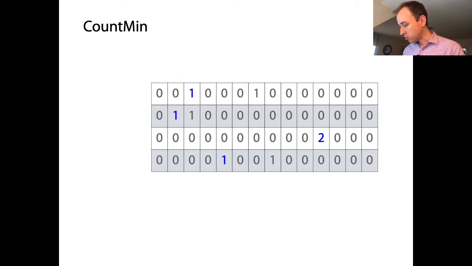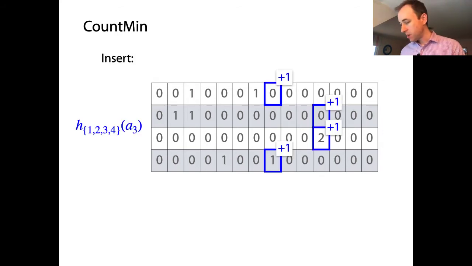So let's go ahead and do those +1s. Now the state of the CountMin sketch after having added a sub 1 and a sub 2 looks like this. I've got mostly zeros, but then I've got some 1s, and in this row I have a 2 because there was a collision there. And then in the final row again I have 1s.